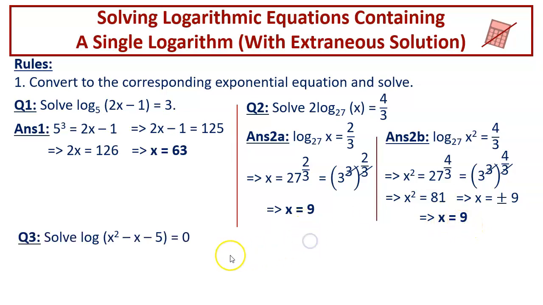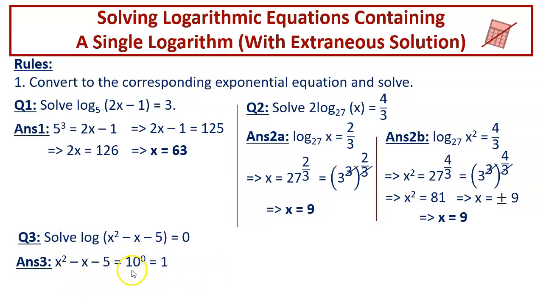Coming to question number 3. Solve log of x to the power of 2 minus x minus 5 equal to 0. The base is of course equal to 10. And we convert it to its exponential form. It becomes x squared minus x minus 5 is equal to 10 raised to the power of 0 or equal to 1. Anything raised to the power of 0 is equal to 1. So x squared minus x minus 5 is equal to 1.